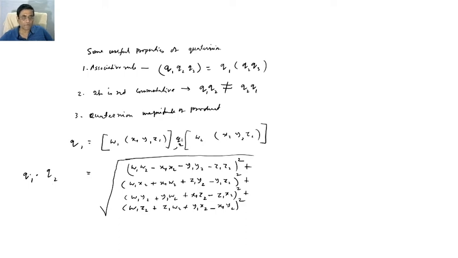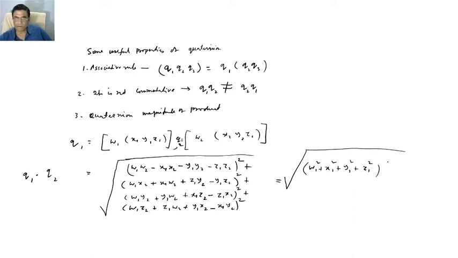magnitude of the product of the quaternions, and you will see that this magnitude, after some simplification and factorization, gives W1 square plus X1 square plus Y1 square plus Z1 square, times W2 square plus X2 square plus Y2 square plus Z2 square.